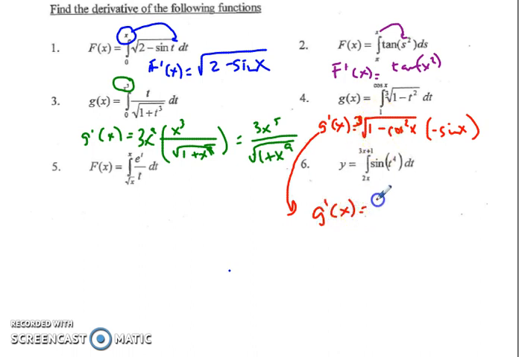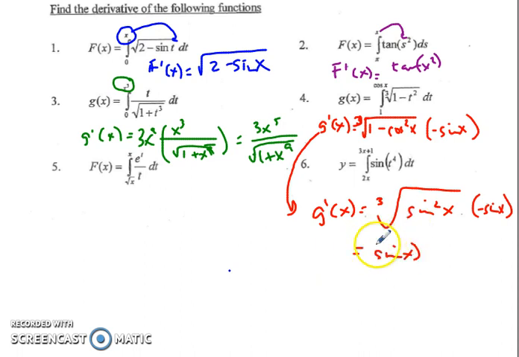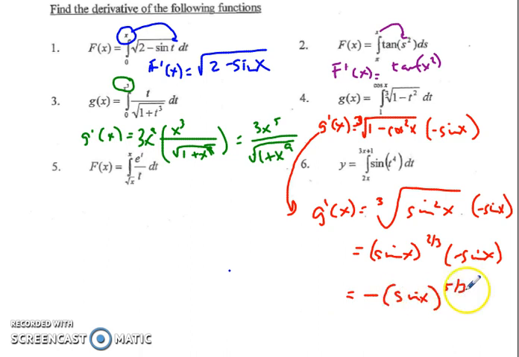It's still a cube root here, but 1 minus cosine squared is sine squared times negative sine. And I don't know if your answer key did this, but this is really sine of x to the 2/3 times negative sine x. So that gives me a negative sine x raised to the 5/3. And like I said, I don't know if your answer key went to that level of detail, but you could.